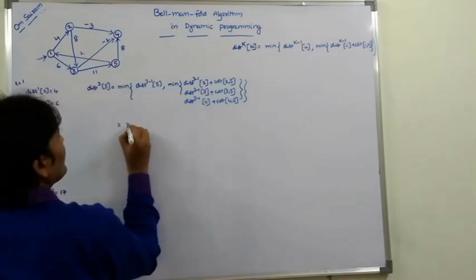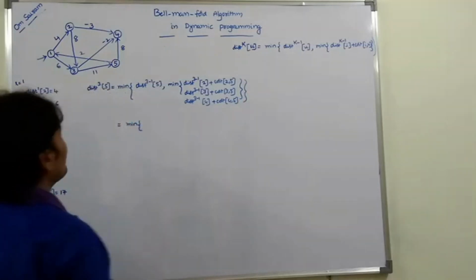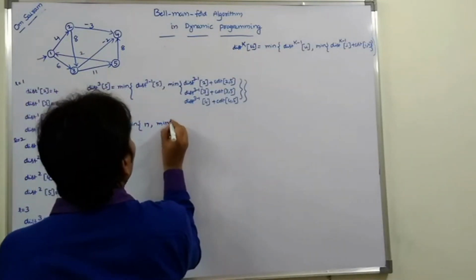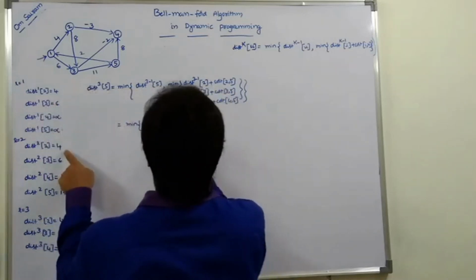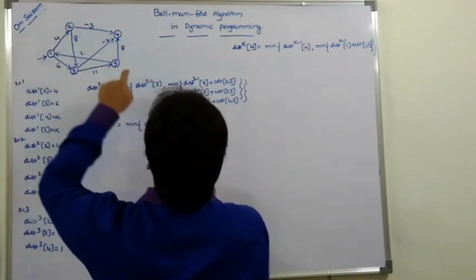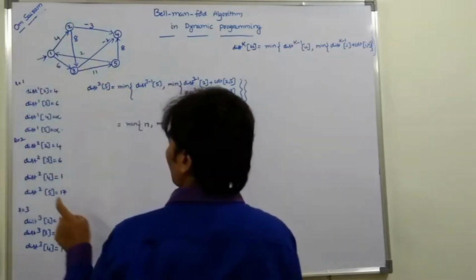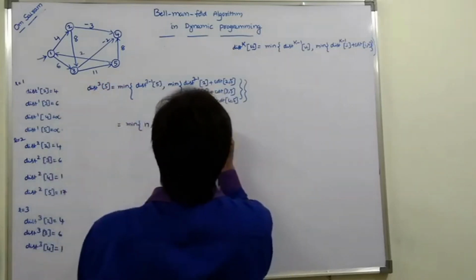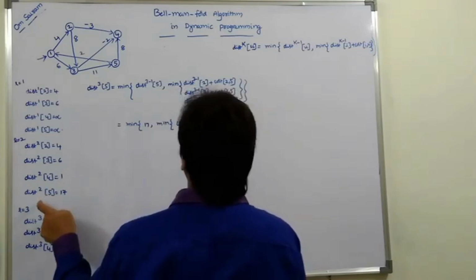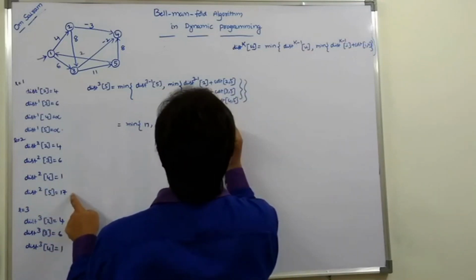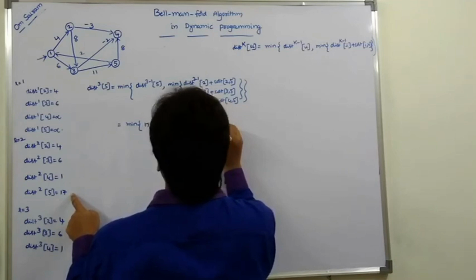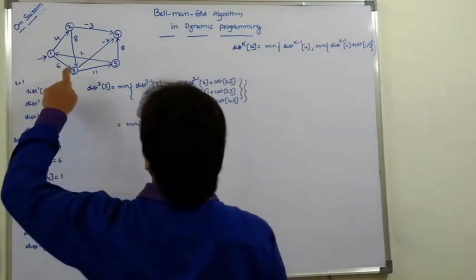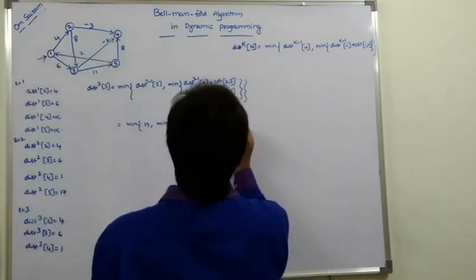So that is equal to minimum of DIST 2 of 5, DIST 2 of 5 is 17, comma minimum of DIST 2 of 2, that is 4 plus cost of 2 comma 5. 2 comma 5 is infinity. DIST 2 of 3, that is 6 plus cost of 3 comma 5. 3 comma 5 is 11. DIST 2 of 4, so that is 1 plus cost of 4 comma 5. 4 comma 5 is infinity.